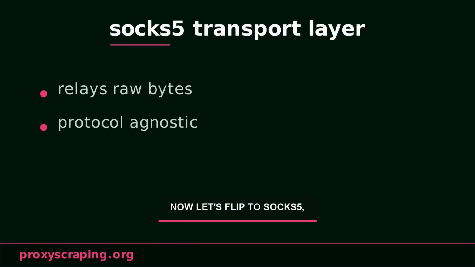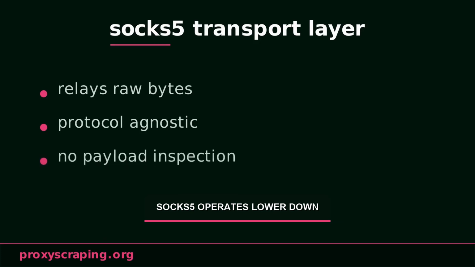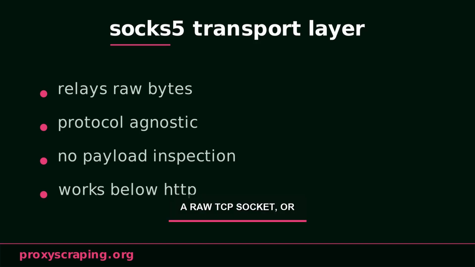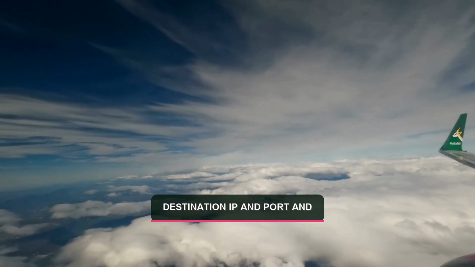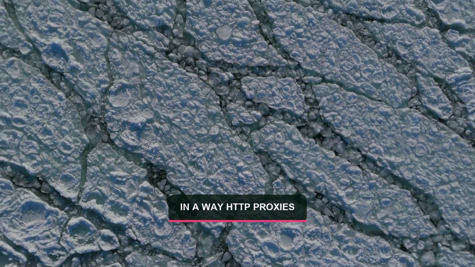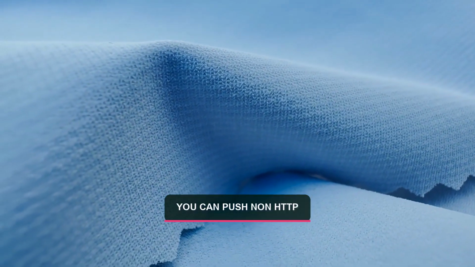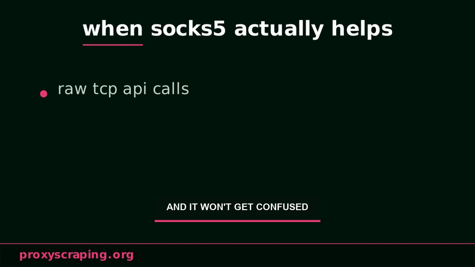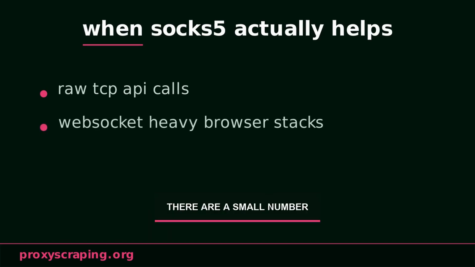Now let's flip to SOCKS5, because this is where people start getting confused about what it actually buys them. SOCKS5 operates lower down the stack at the transport layer instead of the application layer. It doesn't know or care whether you're sending HTTP, a raw TCP socket, or a UDP packet for something like a game server. It just relays bytes to a destination IP and port and gets out of the way. That makes it protocol agnostic in a way HTTP proxies simply aren't built to be. You can push non-HTTP traffic through a SOCKS5 proxy and it won't get confused by what it's looking at, because it isn't looking. For scraping specifically, there are a small number of concrete cases where that agnosticism actually matters.